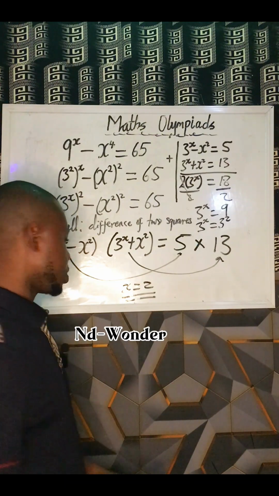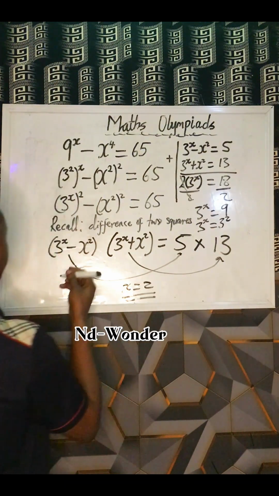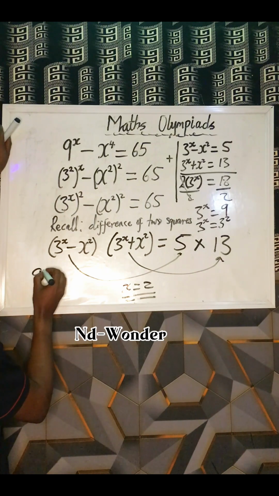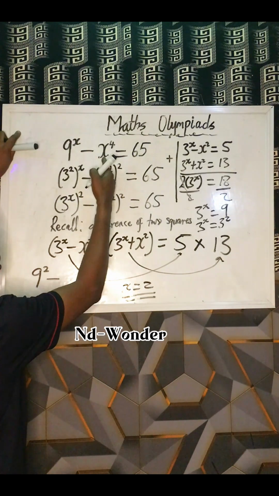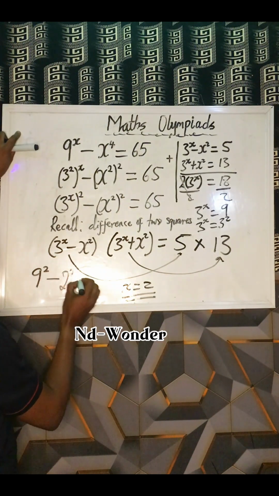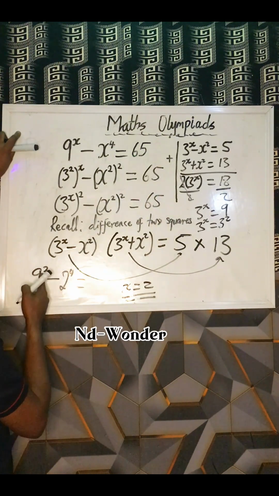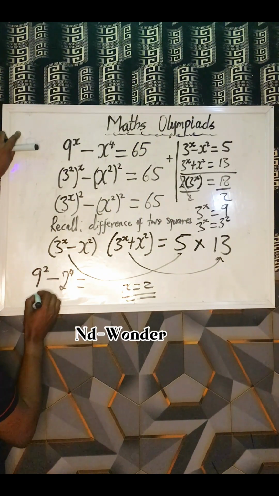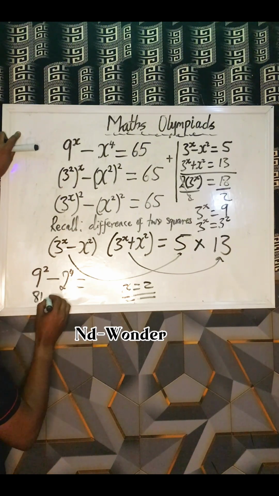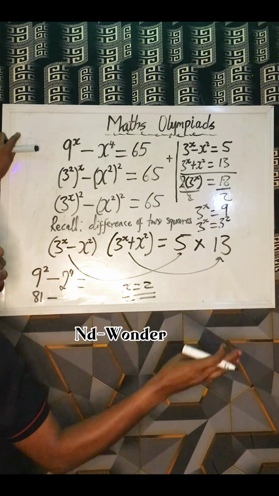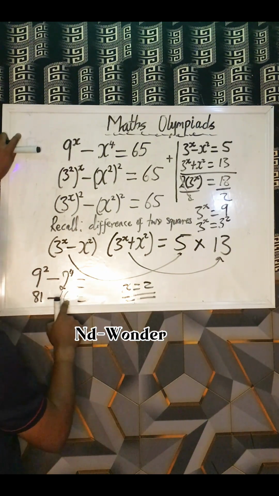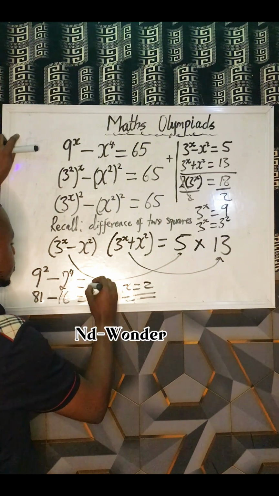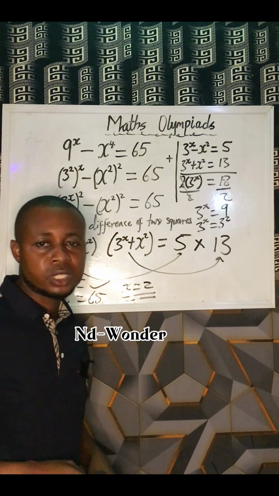Finally, we can run the check. If x is 2, then 9 raised to power x will be 9 raised to power 2. Then minus, remember x is 2, so x raised to power 4 means 2 raised to power 4. Can we get 65? 9 to the power 2 is 81. 9 squared is 81. 2 raised to power 4 is 2 times 2 times 2 times 2, which is 16. Of course, 81 minus 16 is 65. So the solution is correctly proven.